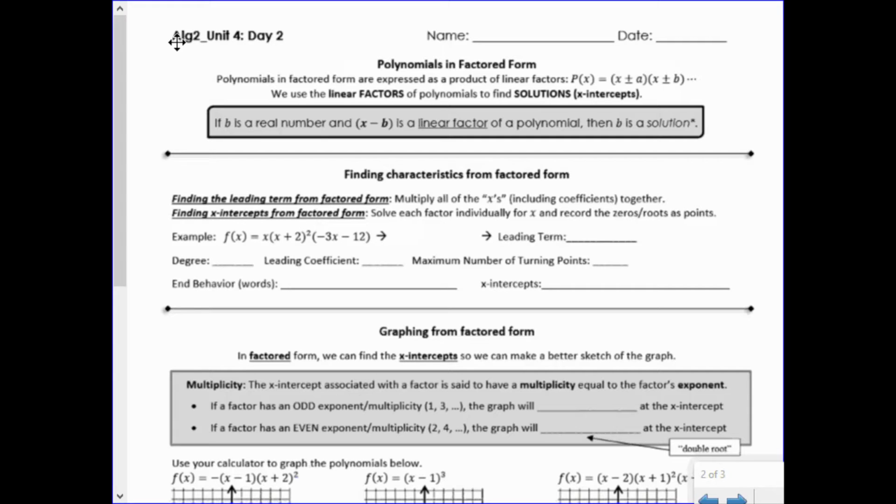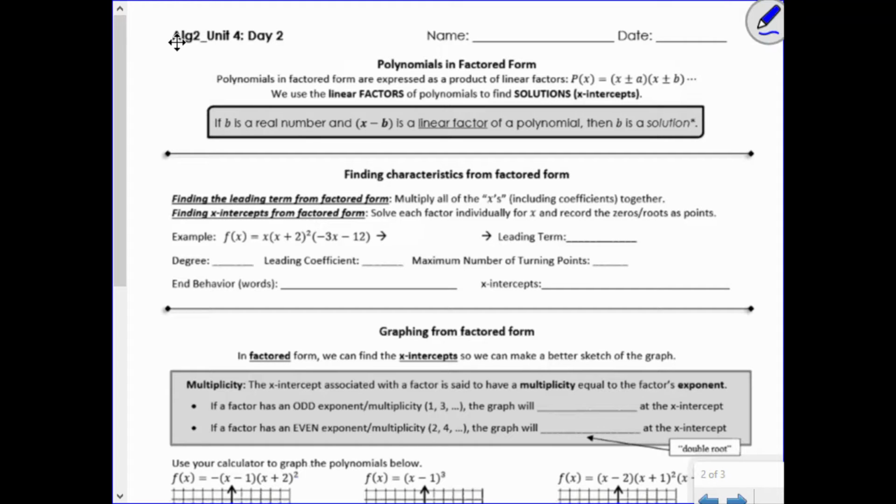So today we're going to be focusing on polynomials in factored form. Day one was when your polynomials were in standard form. That's what we were looking at. Your equations were in standard form. We analyzed them that way. Now we're going to be analyzing them to find the exact same information as last time, but now they're going to be in factored form.